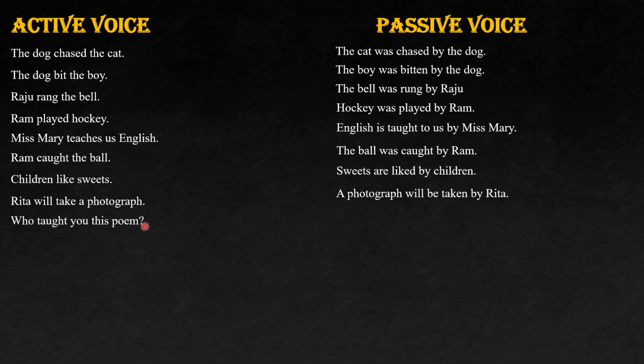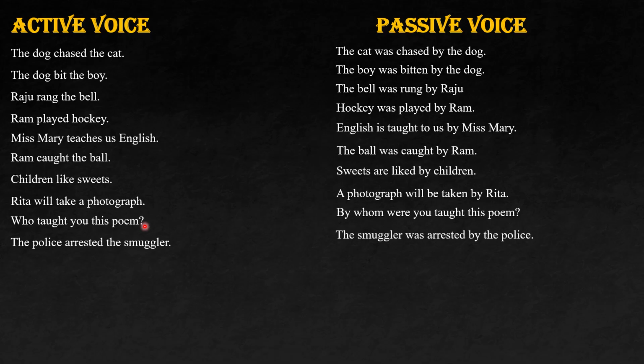Next one, who taught you this poem? How do we make this? By whom were you taught this poem? Okay. Next one, the police arrested the smuggler. The smuggler was arrested by police. Next one, Shiva was flying a kite. A kite was flown by Shiva.